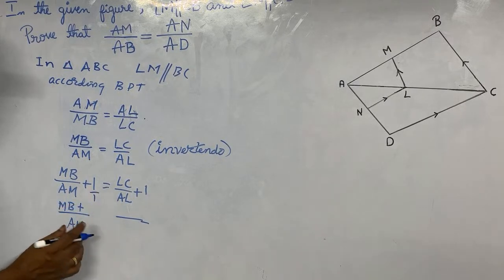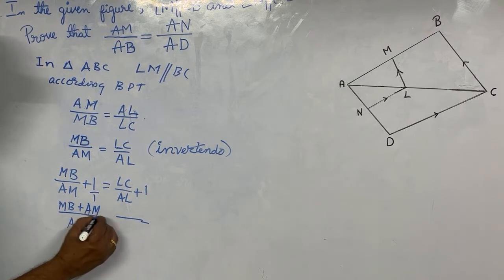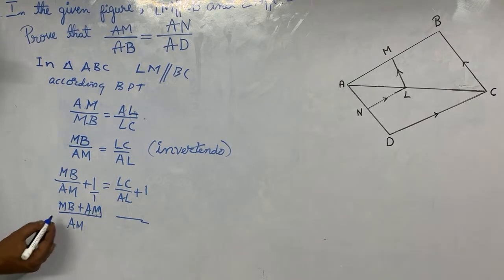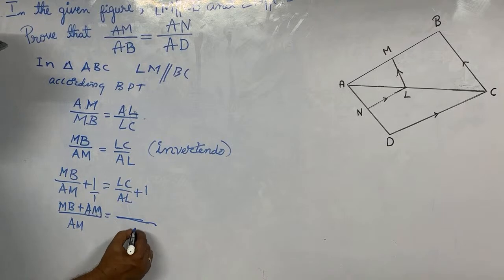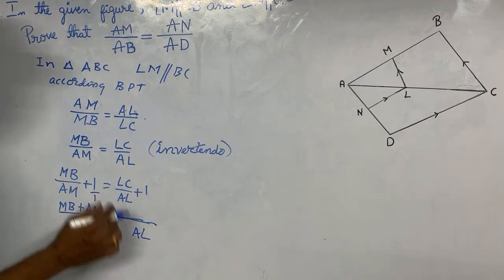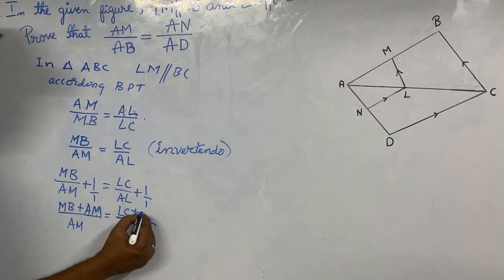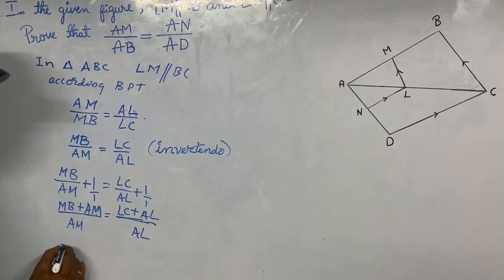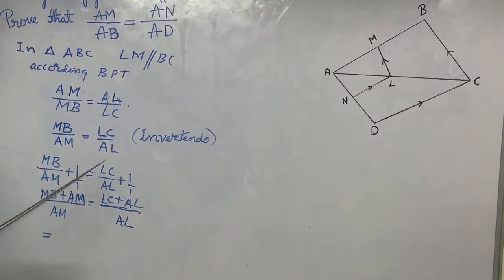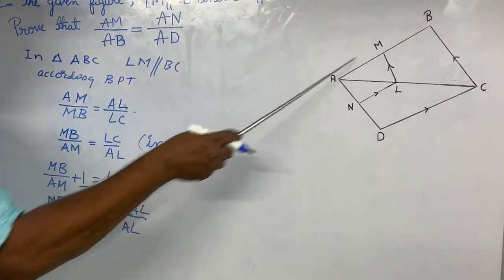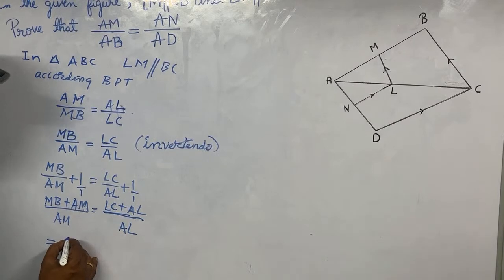Similarly, here AM by 1, AM into 1, AM. I got here, after the LCM, MB plus AM by AM, which equals AL by AL, 1 into LC, LC, and here AL by 1, AL. Then here AM plus MB plus AM. If you are adding these two, I am getting the result AB.